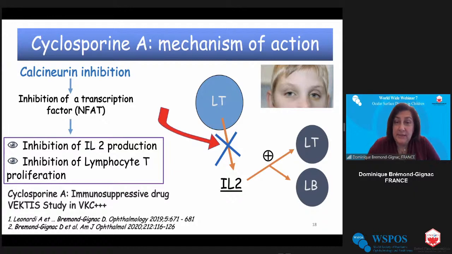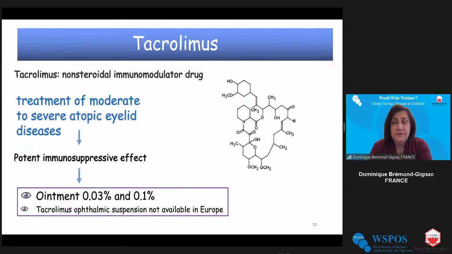Cyclosporine has a mechanism of action of inhibition of calcineurin, and you see here the action, and it should be very interesting. And you just look at this young child with the treatment. Tacrolimus is very useful also, and can be used for the treatment of moderate to severe atopic eyelid disease. We do not have the tacrolimus ophthalmic suspension very easily in Europe. It could be good maybe in the near future to have it. The ointment is very useful for the eyelids, but it also usually improves the keratitis.